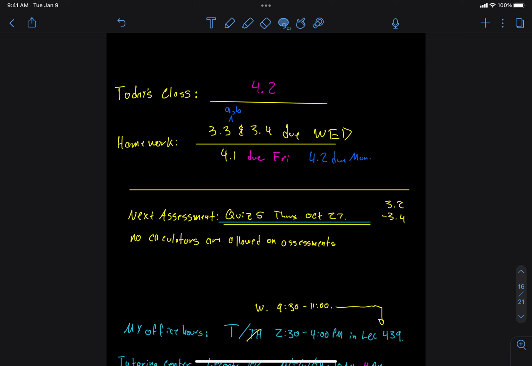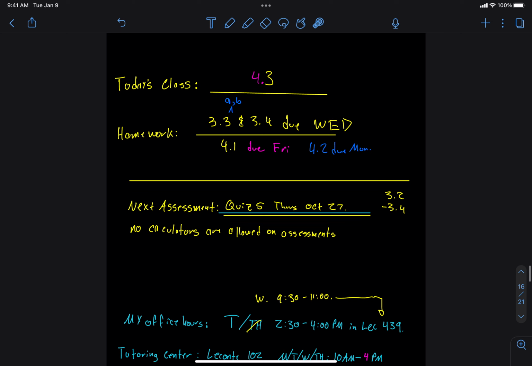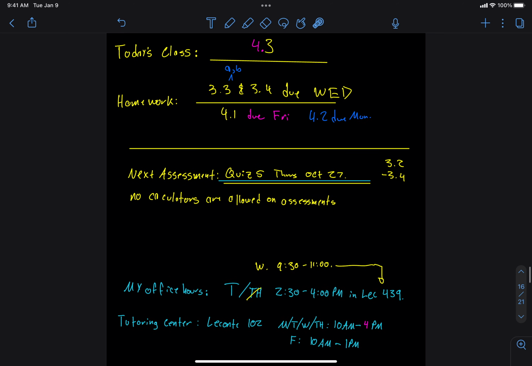So today we're going to talk about section 4.3, and we're going to have a quiz today. Okay, so homework 4.1 is going to be due tomorrow, and 4.2 is going to be due on Monday. So those are the homework assignments that you have coming up. I'll post 4.3 soon.